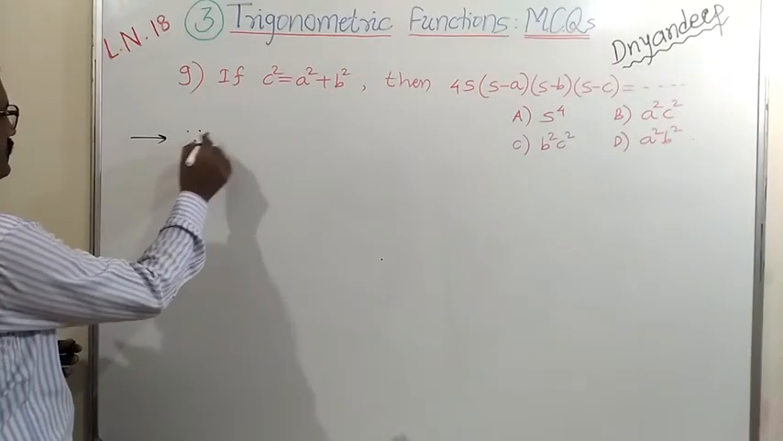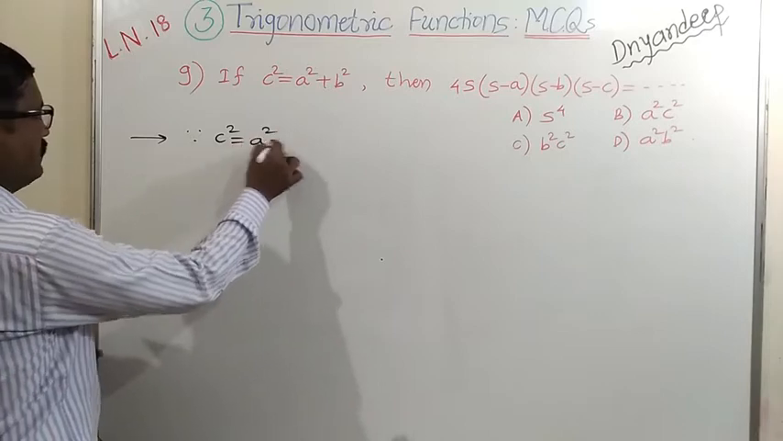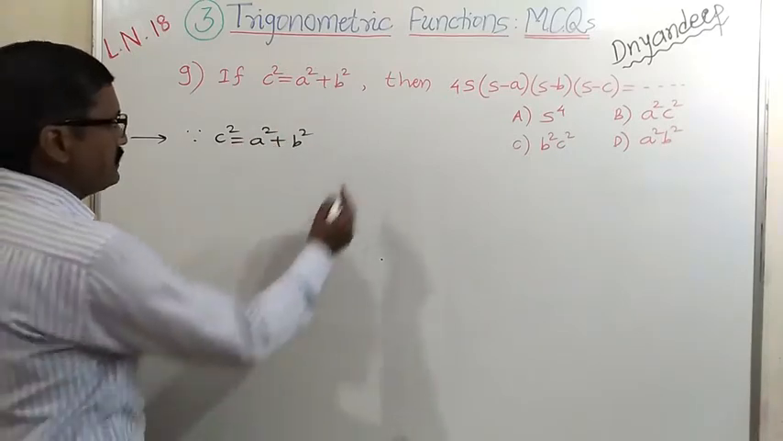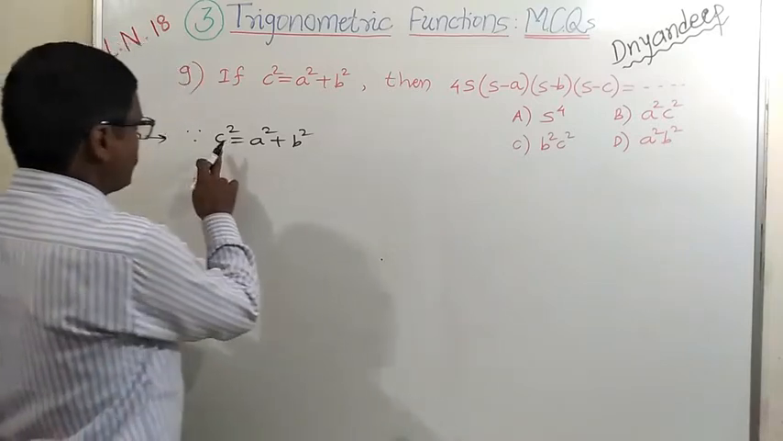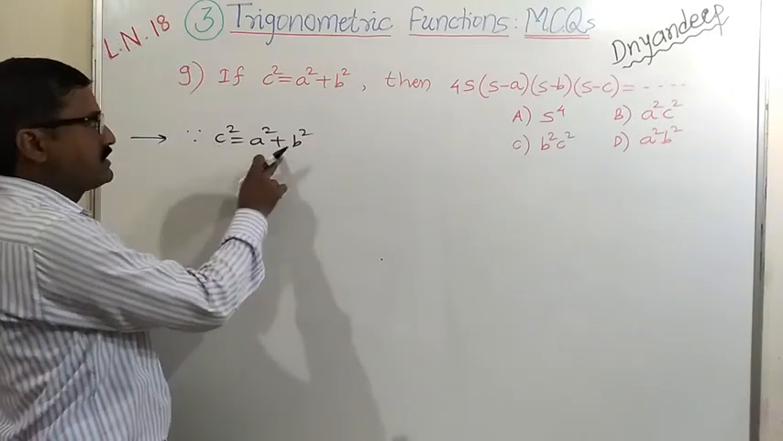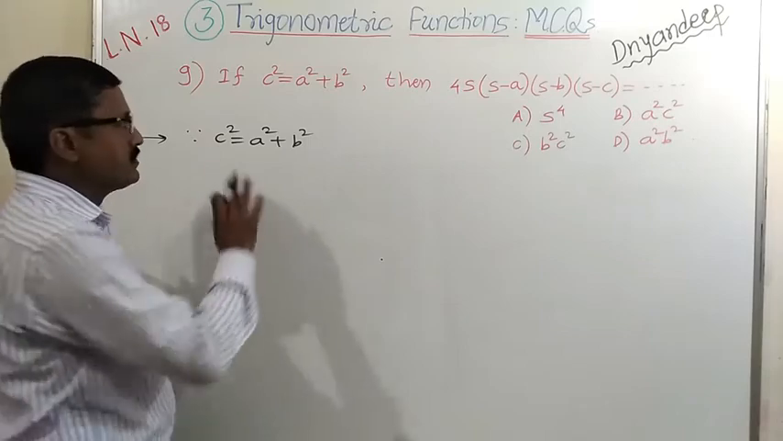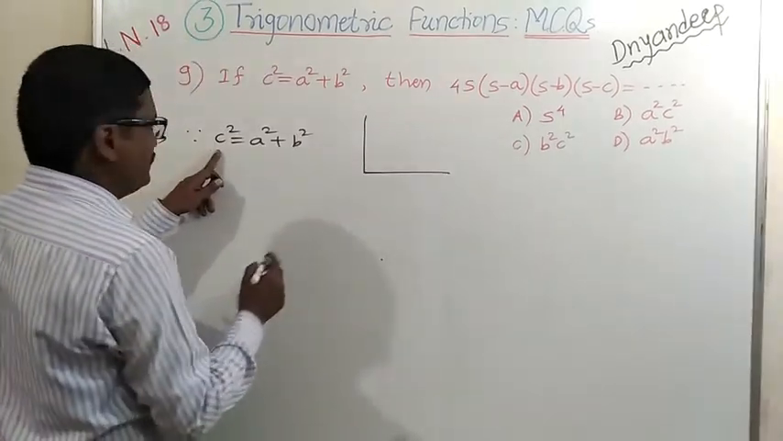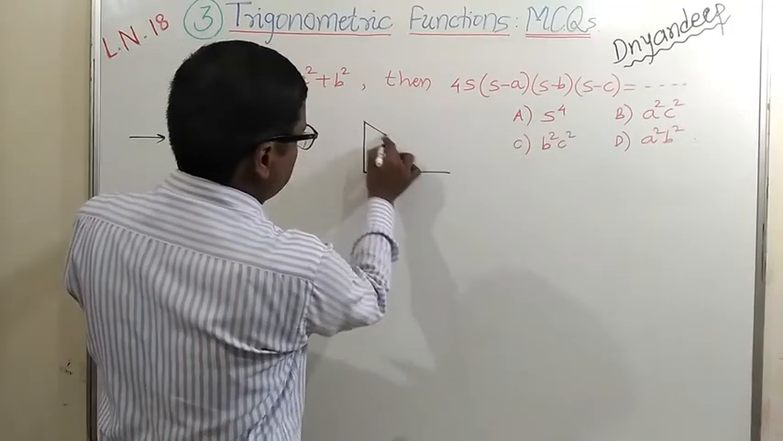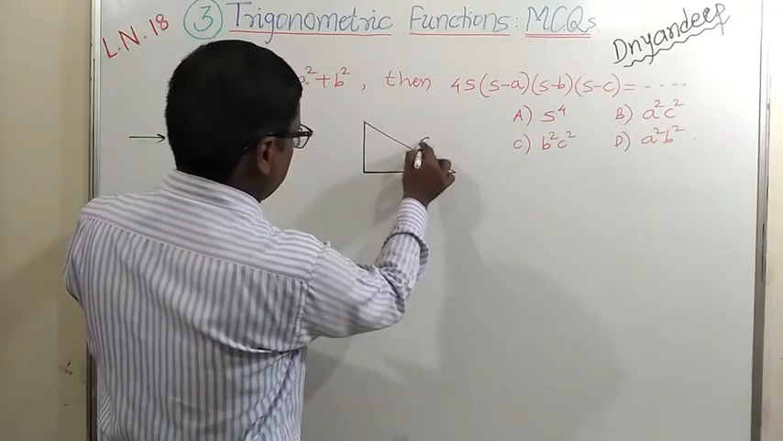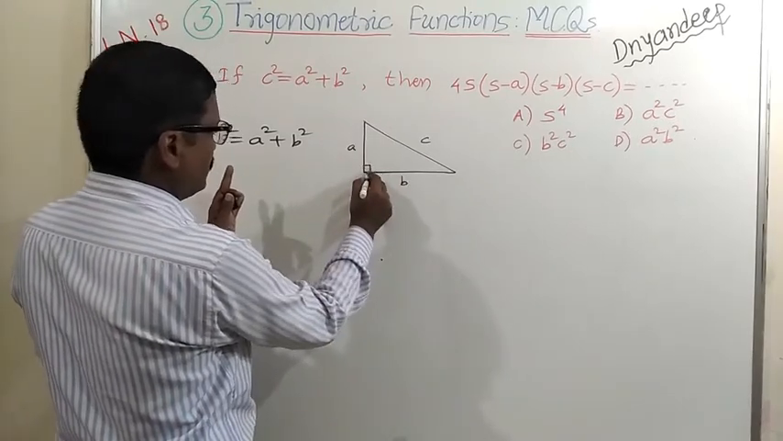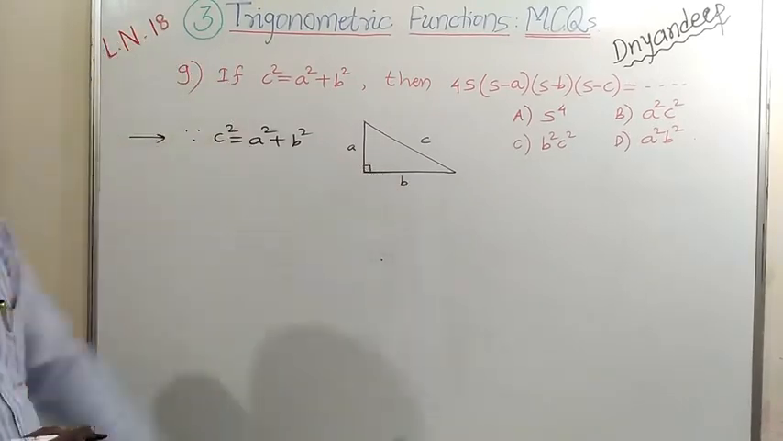Here, since c square is equal to a square plus b square, obviously these small a, b, c are sides of triangle ABC, such that the square of one side is the sum of the squares of the remaining two sides. So it will be a right angle triangle. In this right angle triangle, this c is the hypotenuse, and obviously a and b are the perpendicular sides. So the given triangle is a right angle triangle.